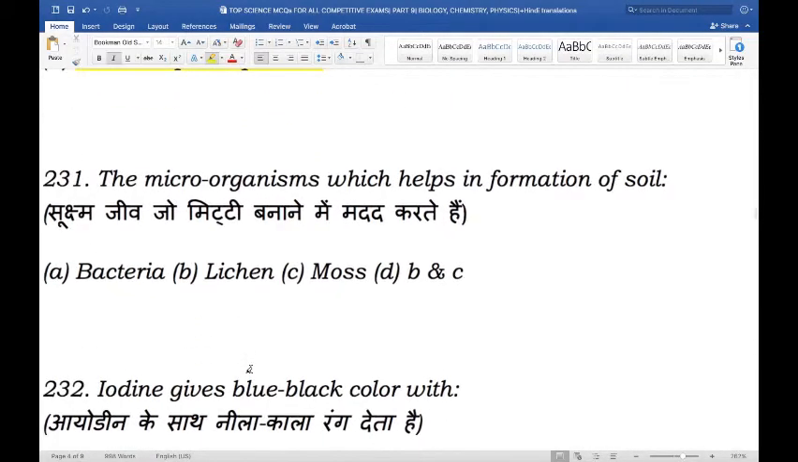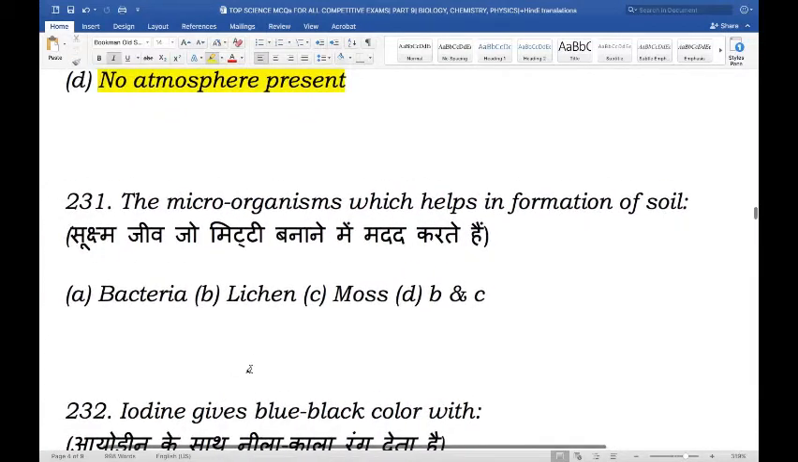Next question. The microorganisms which help in formation of soil. Is it A, bacteria, B, lichen, C, moss, or D, both lichen and moss? So which of these microorganisms help in formation of soil? And the correct answer here is lichen. Lichen enriches the soil by trapping water, dust, and silt. When lichens die, they contribute organic matter to soil, improving quality.